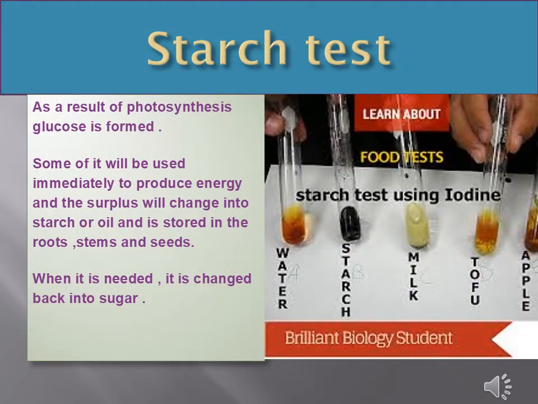As a result of photosynthesis, glucose is formed. Some of it will be used immediately to produce energy, and the surplus will change into starch or oil and is stored in the roots, stems and seeds. When it is needed, it is changed back into sugar.